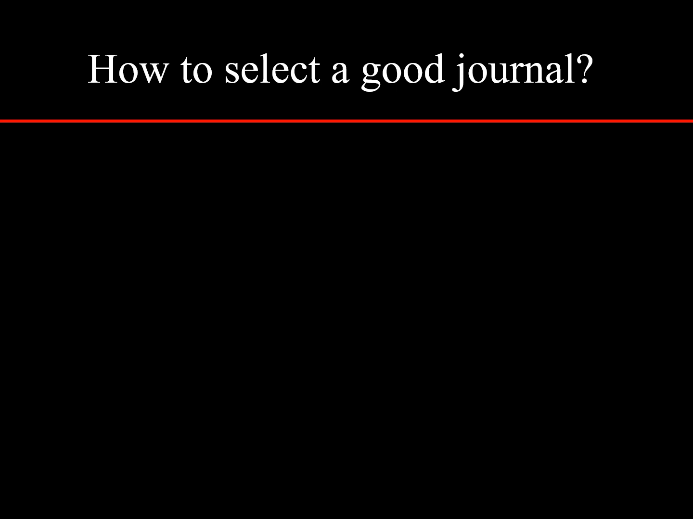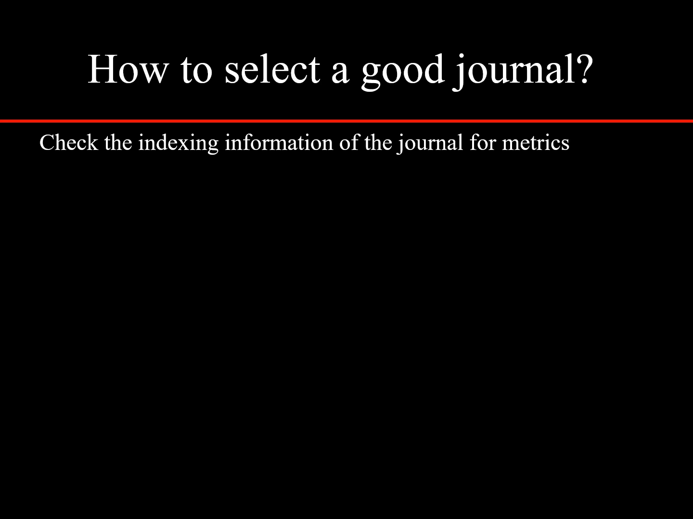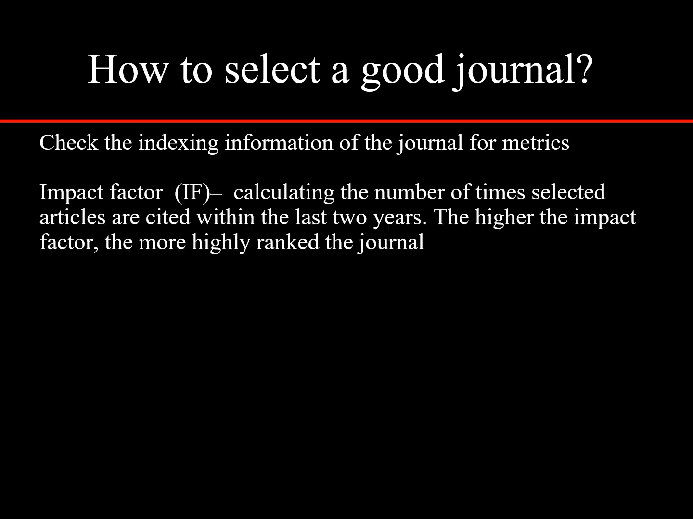Now you have finished your work and drafted your manuscript and it's ready to submit. Now, the question is how to select a good journal for your work. First, you need to check the indexing information of the journal and look for certain metrics. Among these metrics is the impact factor, which is calculating the number of times selected articles are cited within the last 2 years. The higher the impact factor, the more highly ranked the journal.